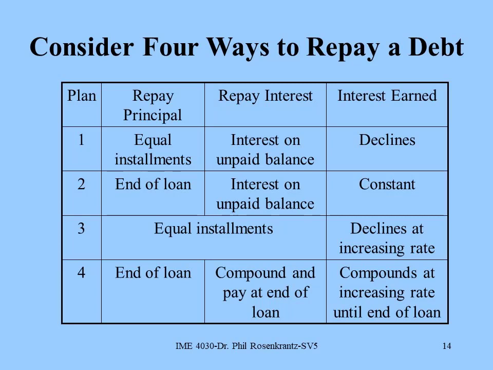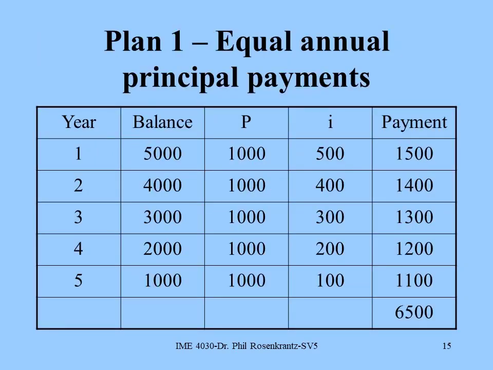And finally, plan number 4 is where you pay everything at the end of the loan, and so there's a lot of compounding going on, and the interest keeps increasing because of that compounding. So let's look at these 4 plans in detail. I think this will be helpful. Let's go to slide 15.